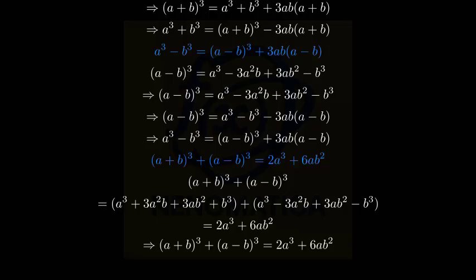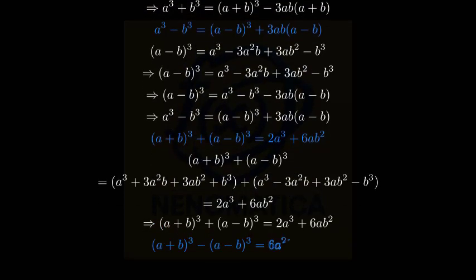Finally, let's derive one more identity. This one states that the difference of the cube of a plus b and the cube of a minus b equals 6 times a squared times b plus 2 times b cubed. Let's prove this final identity step by step.